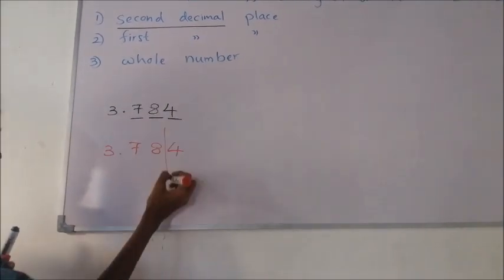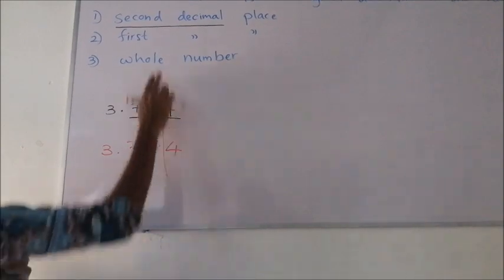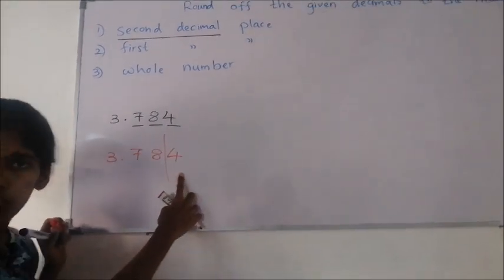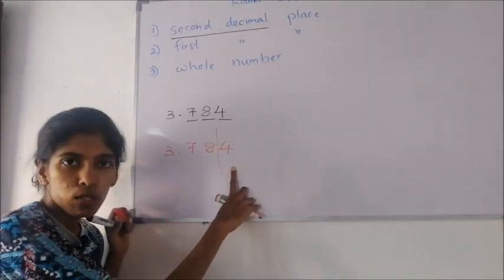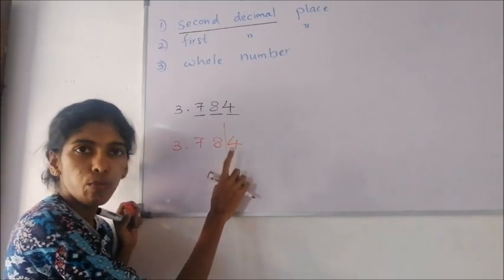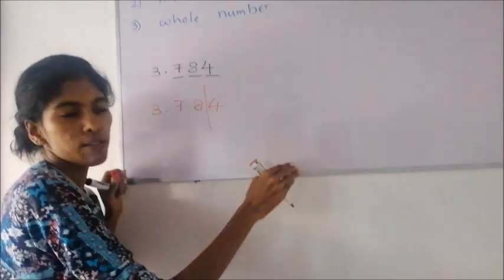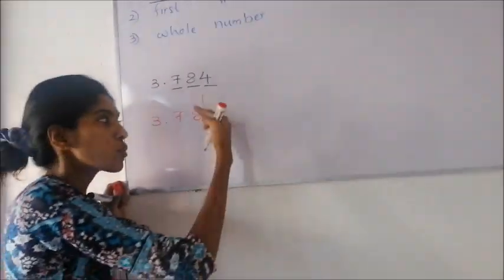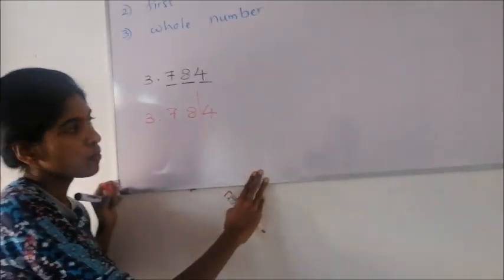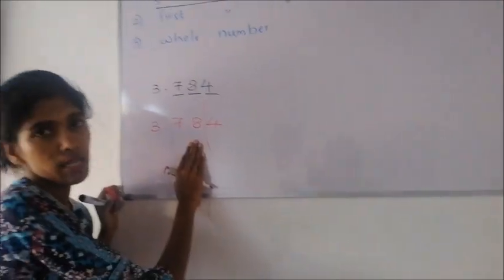3.784. The 4 should be removed, no? Then only we get 2 decimal places, right? Can we just remove 4? Of course. If the removing number is 1, 2, 3, 4, likewise, if it is a number less than 5, you can just remove it, okay? No change for the remaining number.